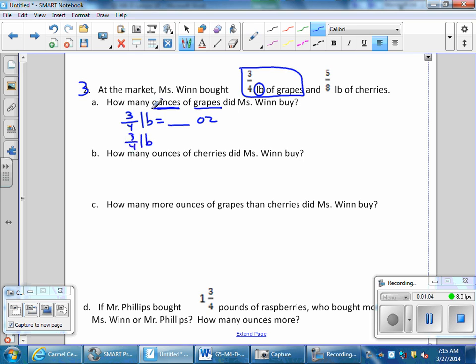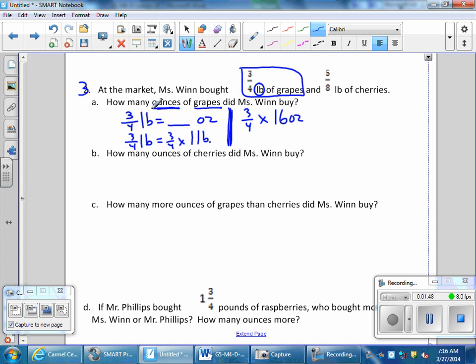3/4 of a pound is equal to 3/4 of 1 pound. Okay, I need to come over here to continue my work. They did not give us a lot of space. Hopefully you went down in your notebooks to complete this with the amount of space given. 3/4 of a pound is equal to 3/4 of, I need to know how many ounces are in 1 pound. There are 16. Use your conversion sheet if you don't remember 16 ounces in a pound.